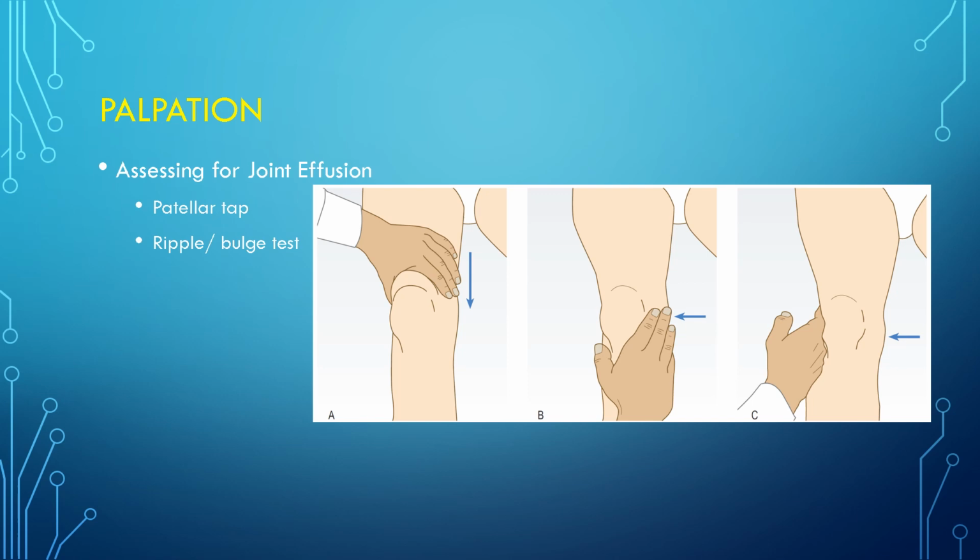Keeping your left hand in that position, you can sweep the lateral border of the patella, and you might notice a bulge on the other side as you push fluid across. You can repeat the process on the medial side. Sweep your hand from inferior to superior direction, and as you sweep the fluid, you can push the fluid across and see it bulge on the other side of the patella. And this is a joint effusion that you're assessing for.